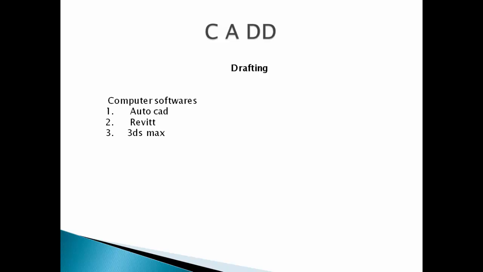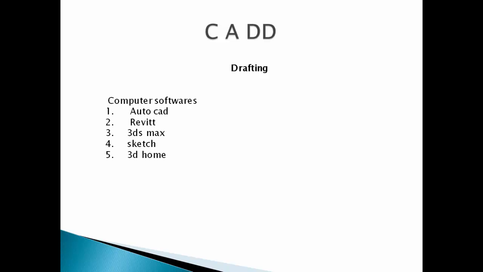Then we have 3ds Max. This is actually a modern-day rendering software. This is 3D software, and mostly it is used as 3D software. All these three software are from Autodesk. Then we have SketchUp; just like Revit, it is also used by architects and also by civil engineers. It also manifests our drafts, our drawings, or our projects in 3D.